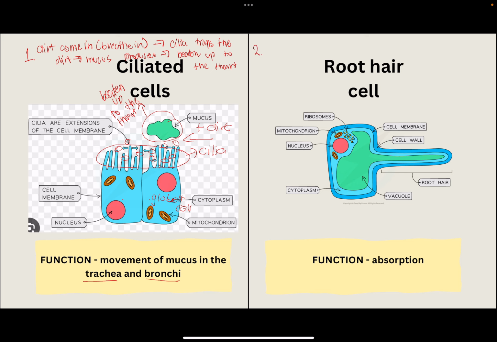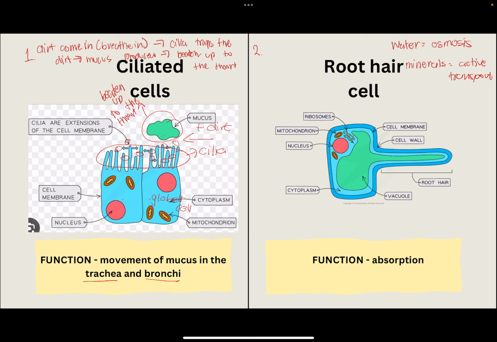Now second, let's talk about the root hair cell. The root hair cell is obviously present in the roots, and we know that roots take in water by which condition? We will learn that soon. So the root hair cell absorbs water by osmosis, which we'll learn in the next chapter, and minerals by active transport. Don't get worried about this, because this topic will be learned in future chapters, about water and osmosis and minerals and active transport.